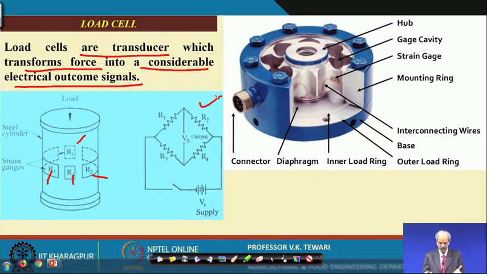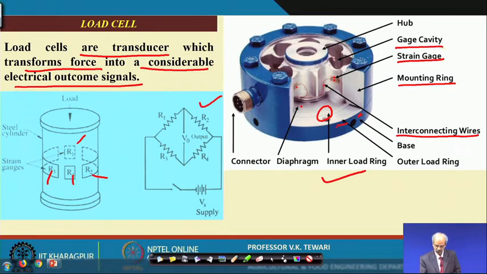How does it look in a compact form? This is how it looks. See, this is the connector where you can connect the details. Then this is a diaphragm over here. Then the inner loading, then the outer loading. Then you can say this is the base. Then the interconnecting wires will be over here. Then the mounting rings are here. Then the strain gauges which are kept here, you can see strain gauges here and there. Then the gauge cavity, and this is the total hub.